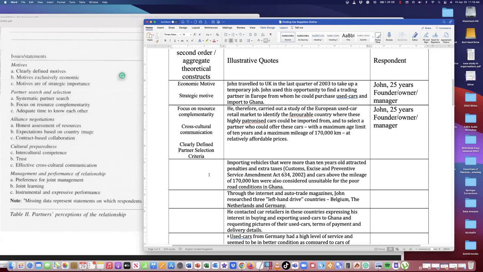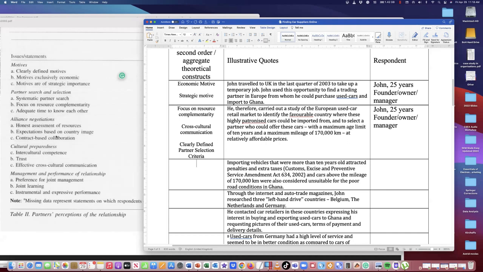Okay. Is that okay now? Yes, please. But what about expectation based on country image? Because we realize that in the country, for cars that have been used for 10 years, there was something like a barrier, a law against it. Okay, what you're saying is true, but you see, it's part of the negotiation. So when we get to negotiation, they start talking, then we use that one.